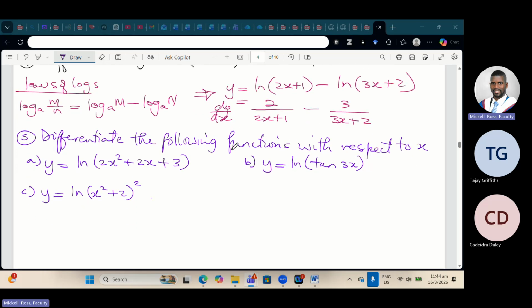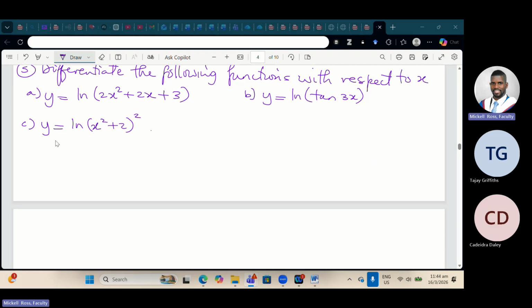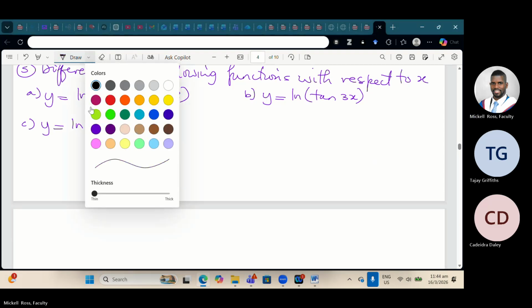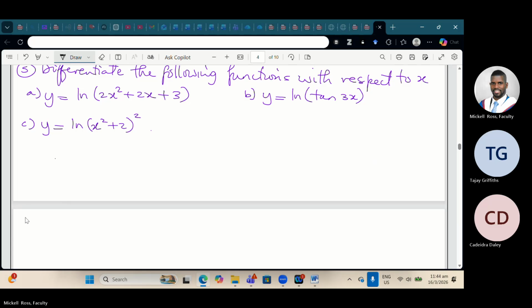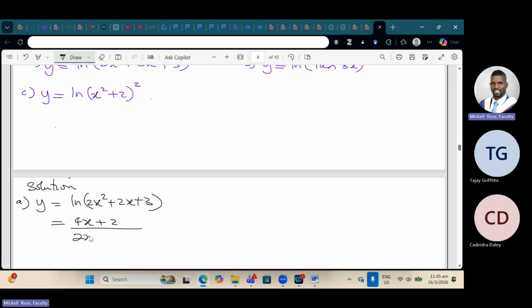All right, let's look and see what we come up with for the solutions. If y is equal to the ln of 2x squared plus 2x plus 3, then the derivative of the bracket is going to give us 4x plus 2, all divided by what is in the bracket. So that's what dy dx will give us.